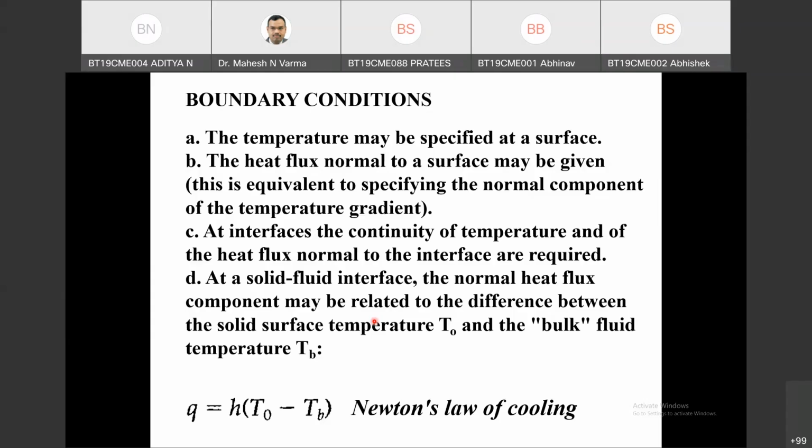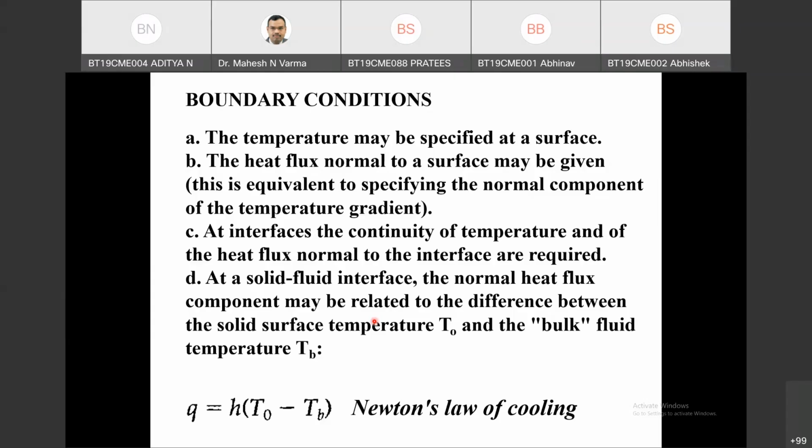Can you guess a fifth type of boundary condition? It's a logical boundary condition in which we take some finite value. Very good, excellent. So logical boundary condition is very important.